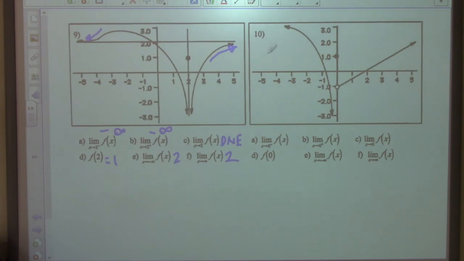Now for 10, the limit as x approaches 0 from the left side is? Looks like negative infinity. And the limit as x approaches 0 from the right side? There's a hole. So what's being approached here? 1? Negative 1, I mean. Yeah, it looks like negative 1, right? Looks like we're approaching negative 1.